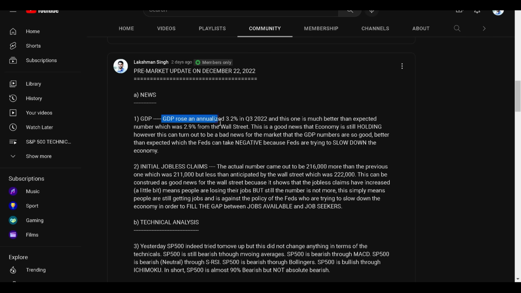So the GDP rose an annualized 3.2% in quarter 3 of 2022. For quarter 2, the GDP was 2.6, I guess, and Wall Street had expected it to increase by 2.9%. But the GDP came out more than 3.2%. This means that the economy is still holding.